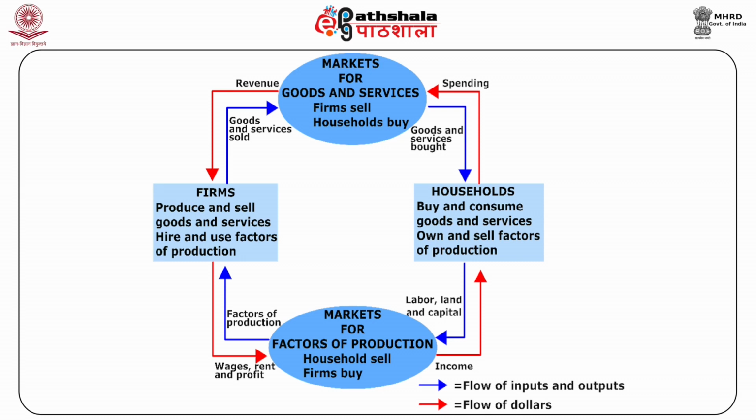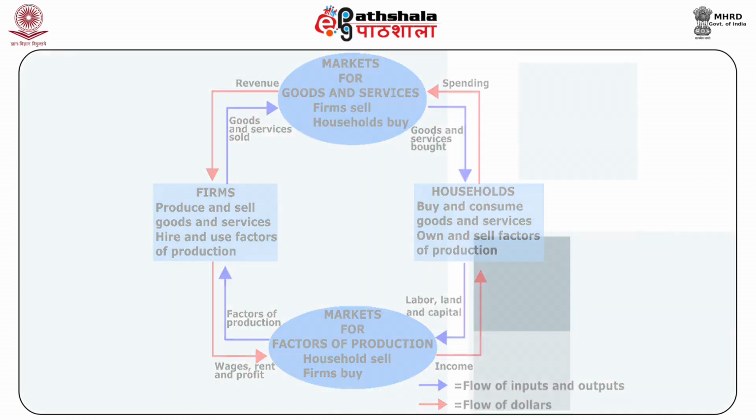Households are buyers in the market for goods and services and sellers in the market for factors of production. The inner loop represents the flows of inputs and outputs between households and firms. The outer loop represents the flows of dollars between households and firms.